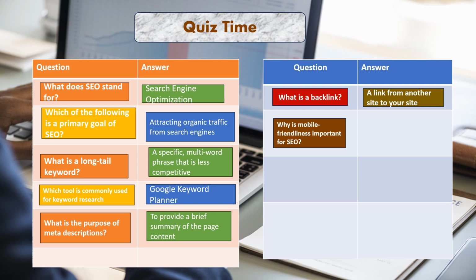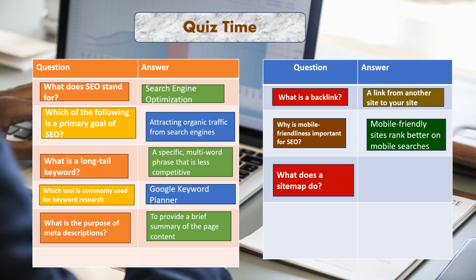Now the next question is, why is mobile friendliness important for SEO? The answer is, mobile friendly sites rank better on mobile searches because most people are using mobile phones and smartphones these days, so mobile sites are very important for SEO. Now, what does a sitemap do? It lists the pages of a website to help search engines crawl and index them.